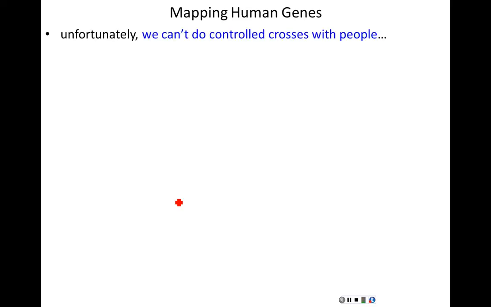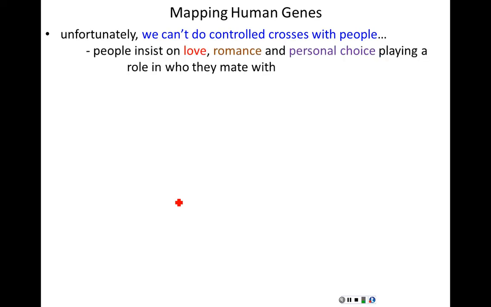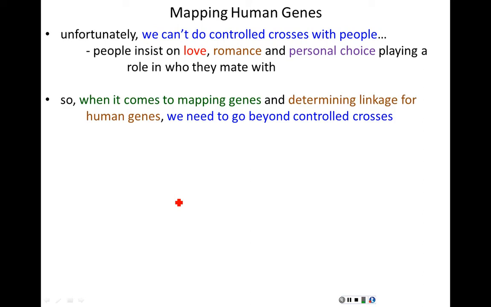So let's close this lecture talking about how we map genes in general, both low-tech and high-tech, both old-fashioned and new way, especially as it pertains to the human genome. We've said it before when we talked about pedigrees, but we can't do controlled crosses with people. People have all these confounds that make experimental studies with humans quite difficult.